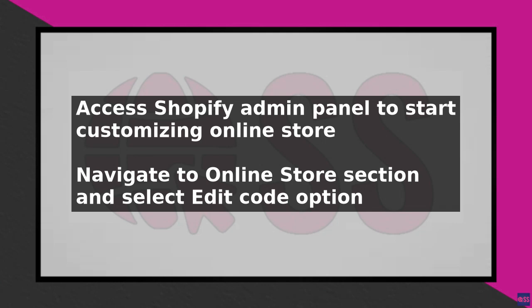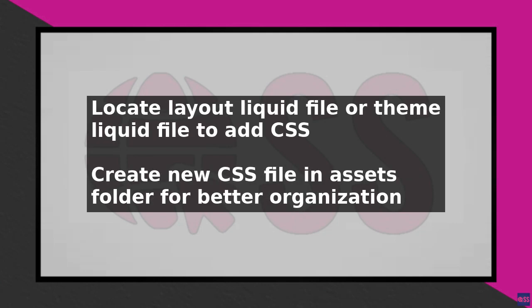In the code editor, you will see a list of files and folders on the left side. To add custom CSS, you need to locate the layout.liquid file or the theme.liquid file, depending on where you want to apply your CSS. However, the recommended approach is to create a new CSS file in the Assets folder.